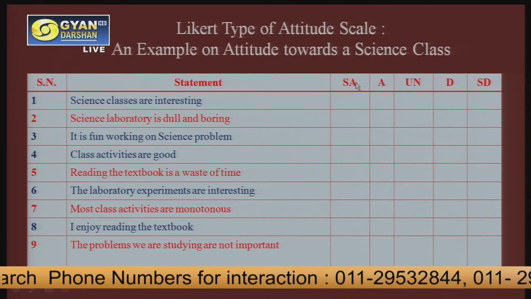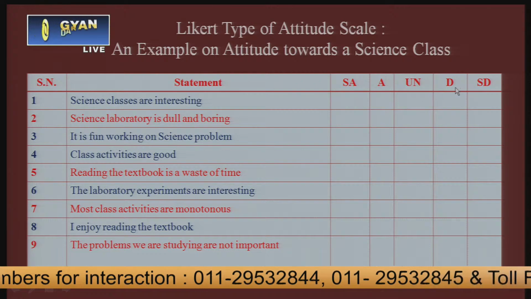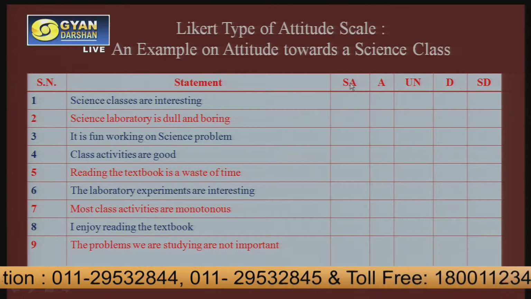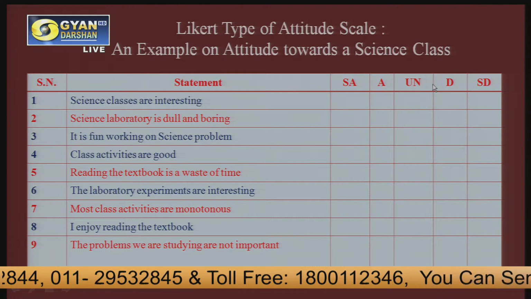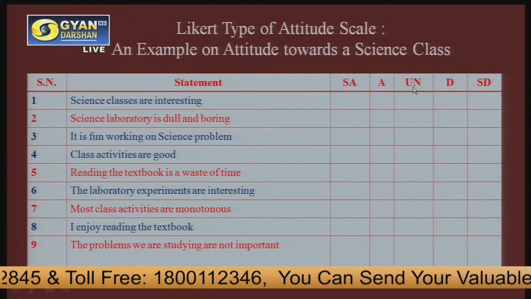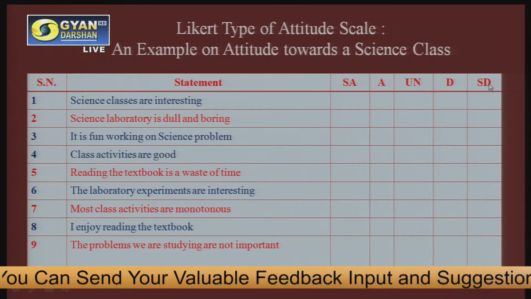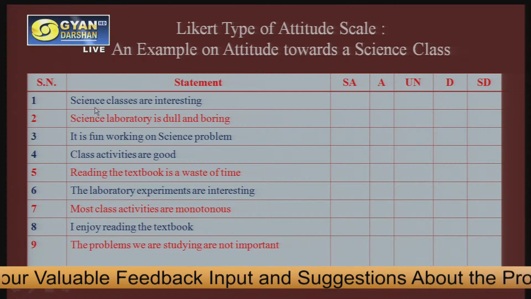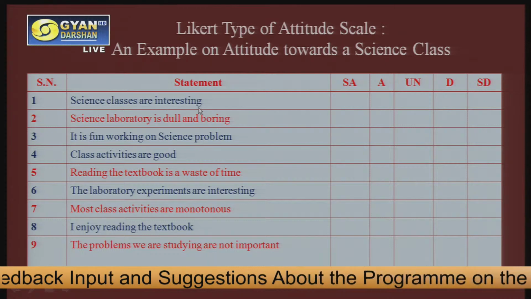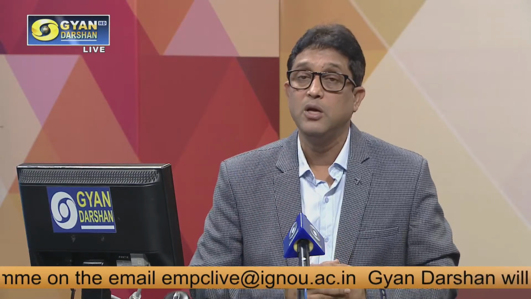And against each statement, you see 5 options, 5 ratings, are given. SA means strongly agree, A means agree, UN means undecided, D means disagree, SD means strongly disagree. The first statement is: science classes are interesting. So this is a positive statement. Here the learners will put a mark on one response among the 5 responses given, whether they strongly agree, agree, are undecided, disagree, or strongly disagree.